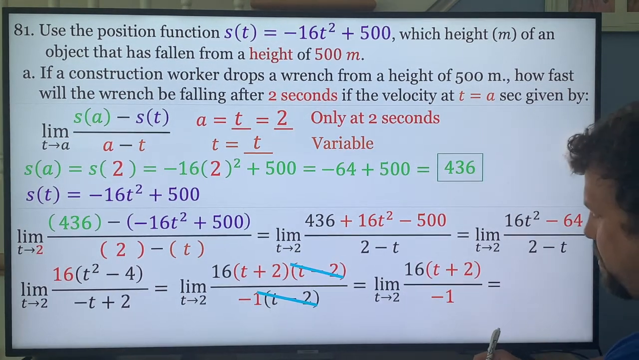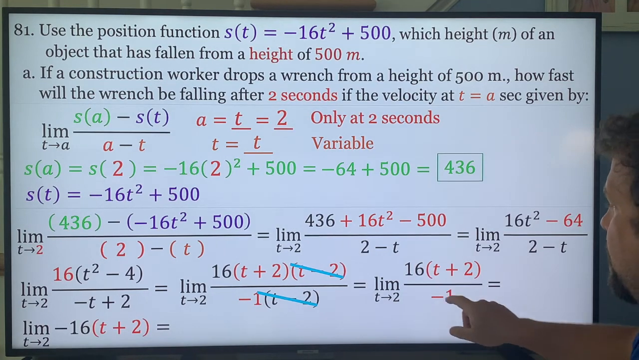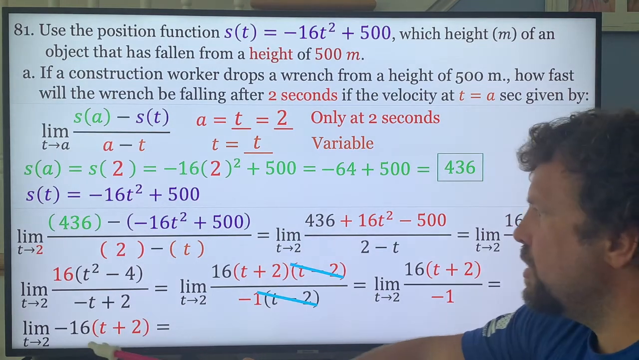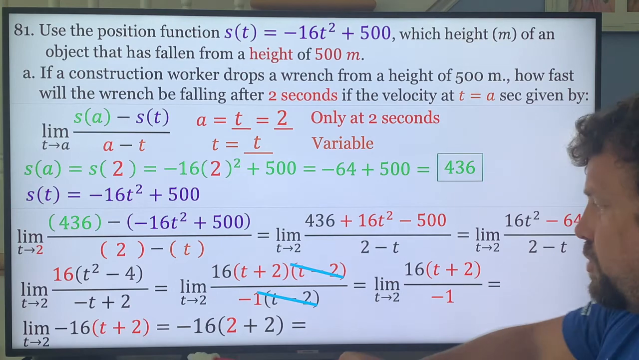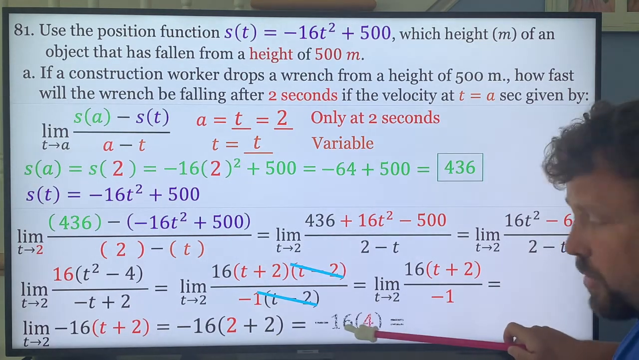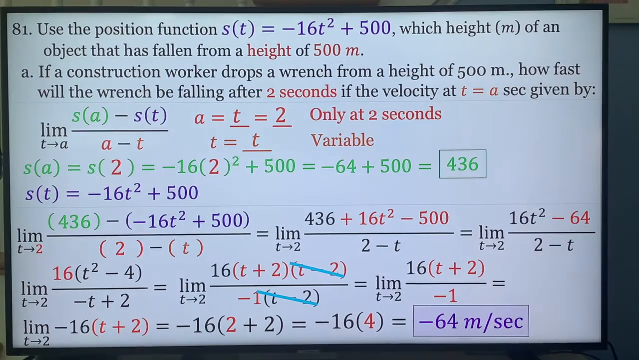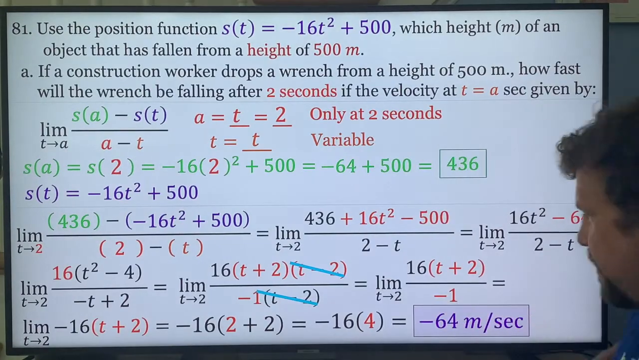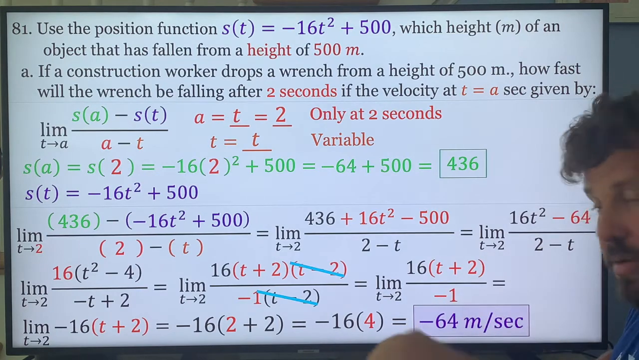All right? Which is the same as 16 divided by -1, -16 times t plus 2. So now I can plug my 2 in. -16 times 2 plus 2, whoops, -16 times 4, which happens to be -64. And you get -64 meters per second. The reason it's negative is because the wrench is falling. It's not going up in the air. So the negative means it's going down.